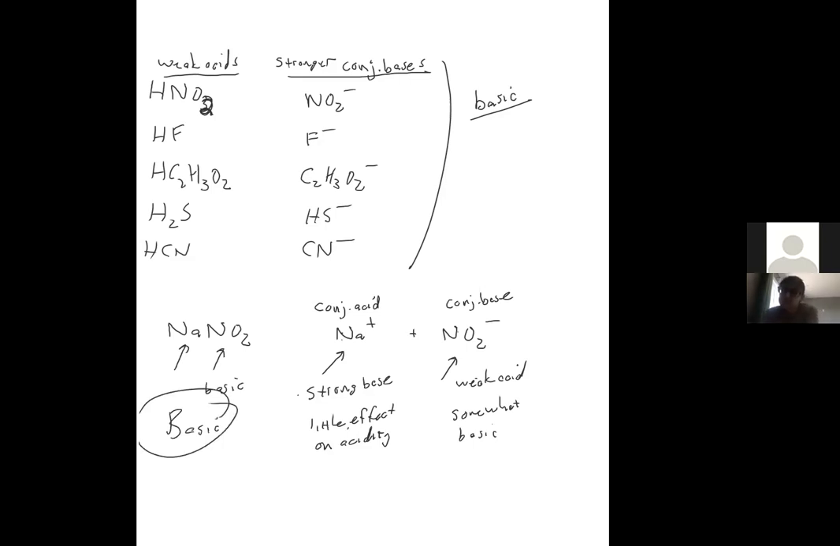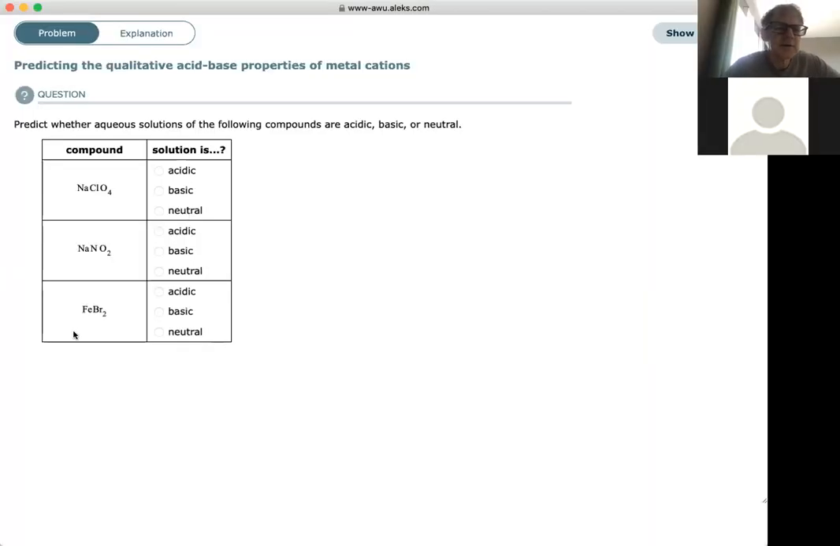Okay. So sometimes salts will actually make water acidic. Sometimes they'll make water basic, depending on what that salt's comprised of. You have to figure out what it came from in order to answer that question. There's one more, which is iron with bromide, FeBr2. Okay, FeBr2. So let's take a look at that one.